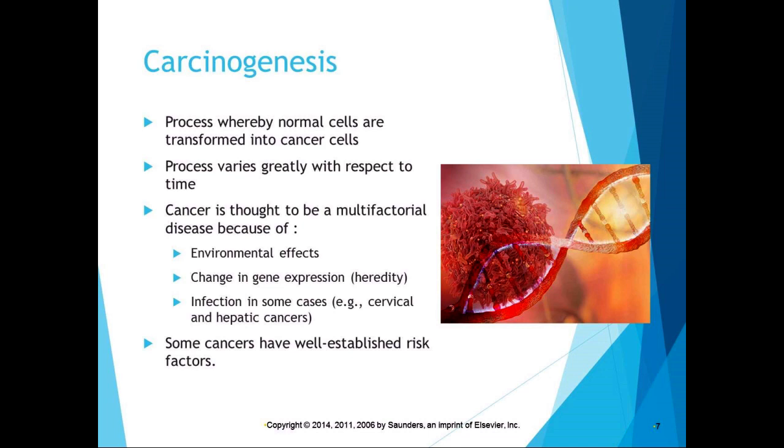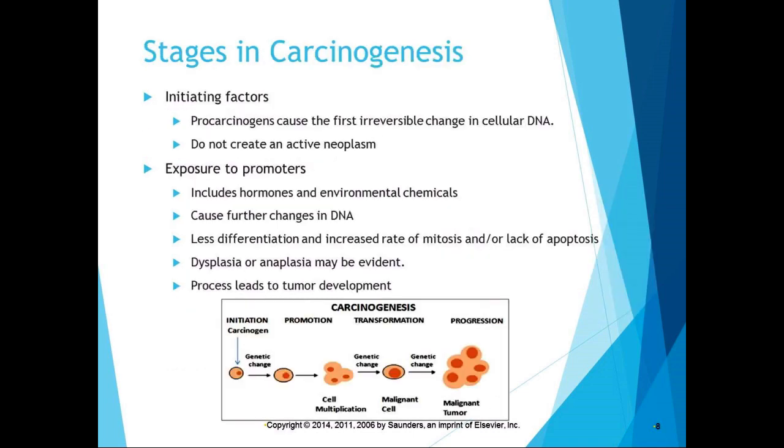So some cancers have well-established risk factors. We know what they are. There's a lot of research going on, and there's lots of medical history that we can look at, and some of them we're not sure. So in carcinogenesis, you have some sort of initiating factor. It might be first irreversible changes in cellular DNA. And the initiating factors don't create an active neoplasm. They just set the stage for it to potentially happen.